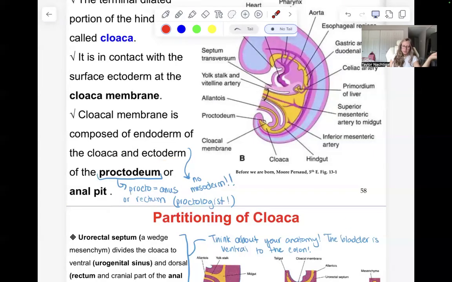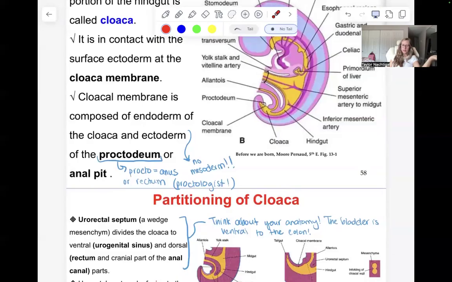And the ectoderm is part of something known as the proctodeum, or the anal pit. The anal pit is sort of this depression right here that pushes inward. If you're having a hard time remembering proctodeum, remember procto is the Latin word for anus or rectum, and nobody wants to go to the proctologist. So procto, just remember that is your connection to anus or rectum.